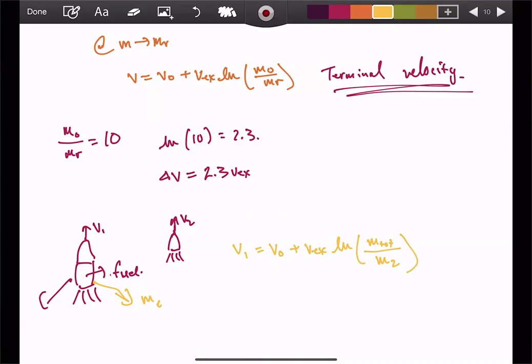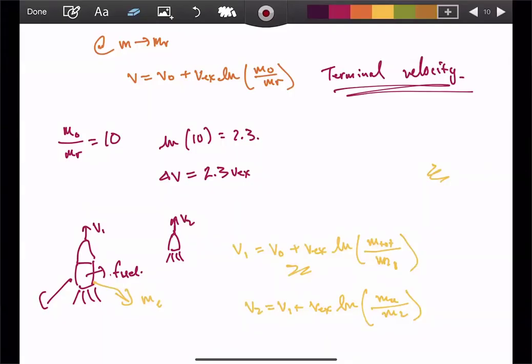After that, my final velocity for the second stage is going to be equal to what? The velocity at the first stage. Actually, this should be the mass of the first stage. Sorry about that. Plus the expulsion velocity. This final portion of my iPad never wants to work. It's a natural log. Then my mass after the jettison divided by the mass of the stage two portion.